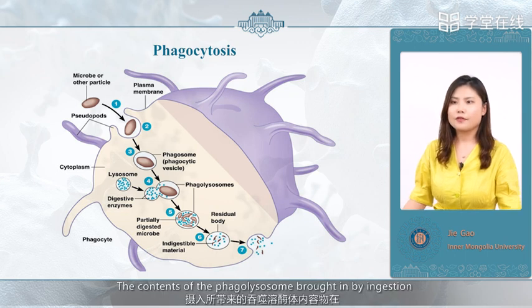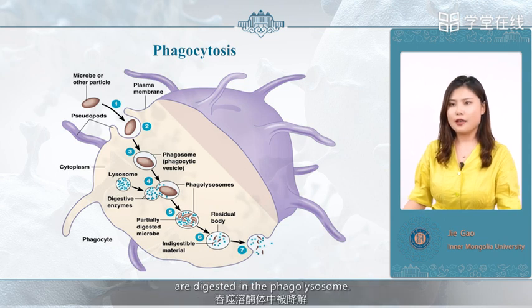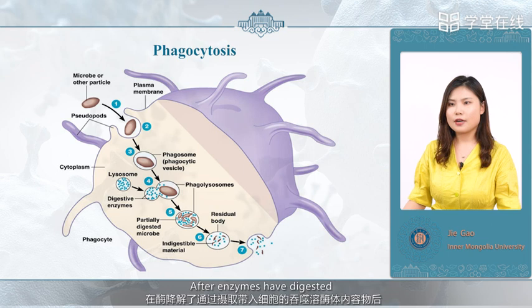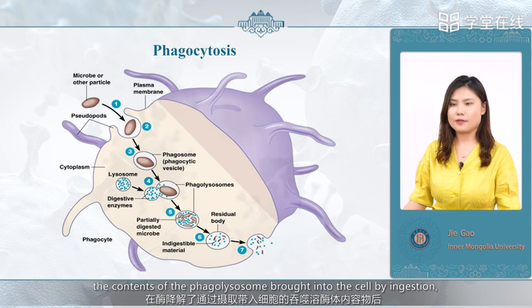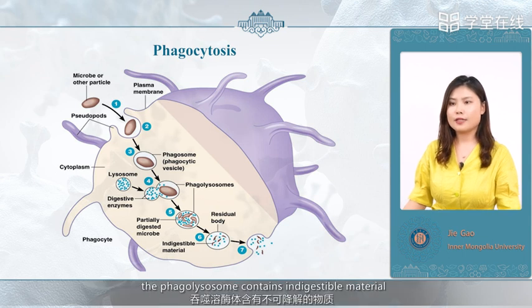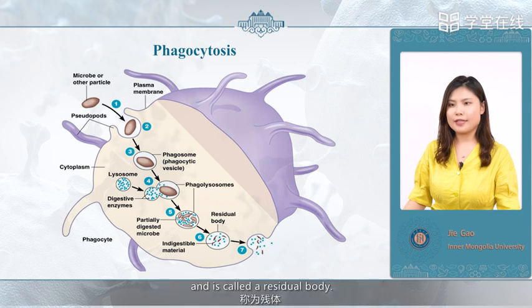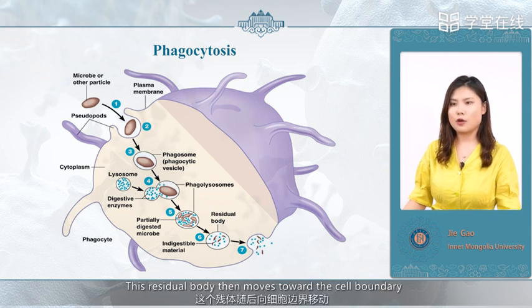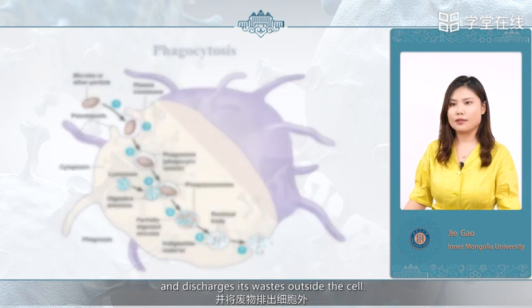The contents of the phagolysosome brought in by ingestion are digested in the phagolysosome by enzymes. The phagolysosome then contains indigestible materials and is called a residual body. The residual body then moves toward the cell boundary and discharges its waste outside the cell.